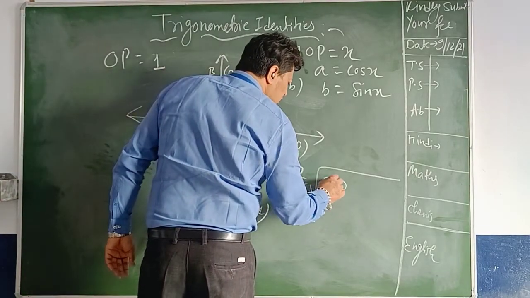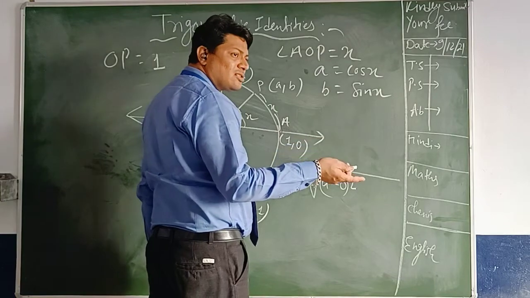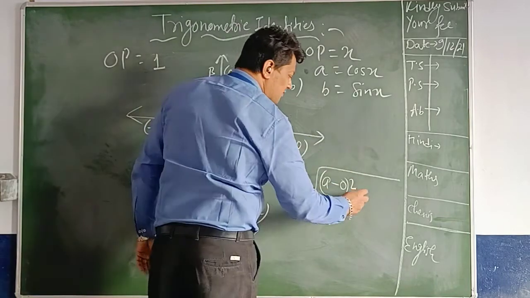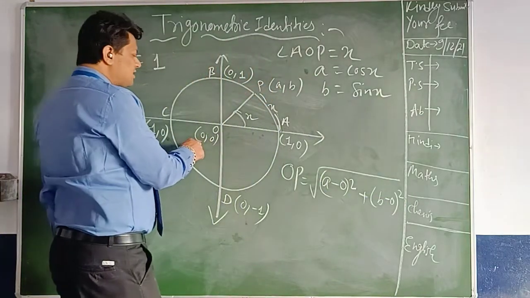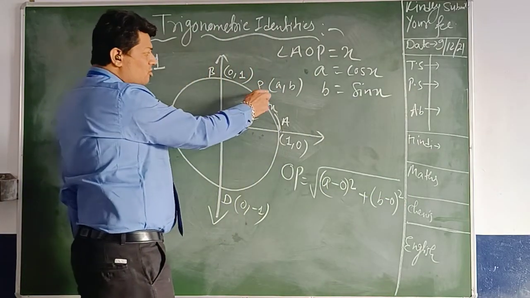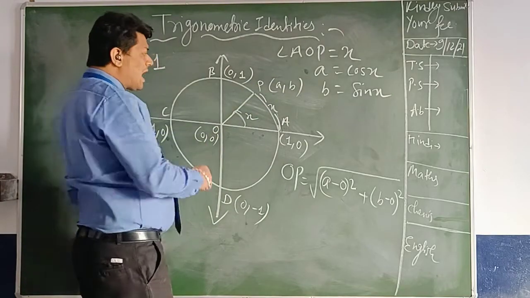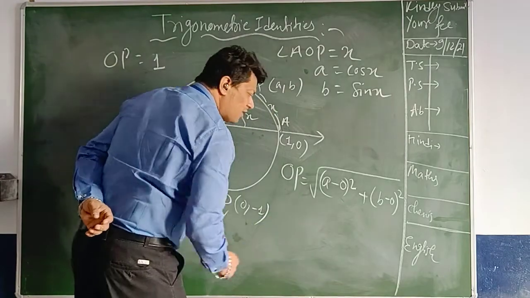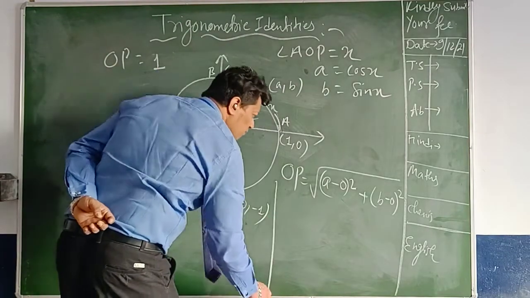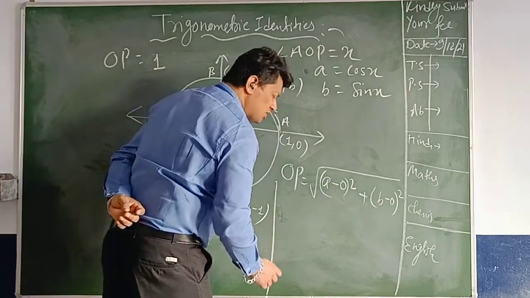You get the square root of (a minus 0) whole square plus (b minus 0) whole square, using x2 minus x1 or x1 minus x2 and y2 minus y1. Because here the coordinates are 0, 0 and here the coordinates are a, b. We will apply the distance formula, right? And the value of OP is given as 1. Clear? OP equal to 1 is given. Now what we will get is the square root of a square plus b square.